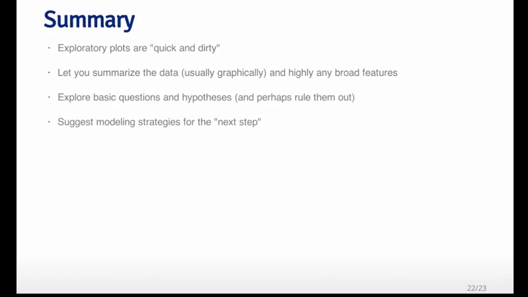You can explore basic questions and hypotheses. So remember the basic question that we were looking at was, are there any counties that may be out of compliance? And these plots may suggest useful modeling strategies for the next step, which may be a more detailed analysis or model fitting.